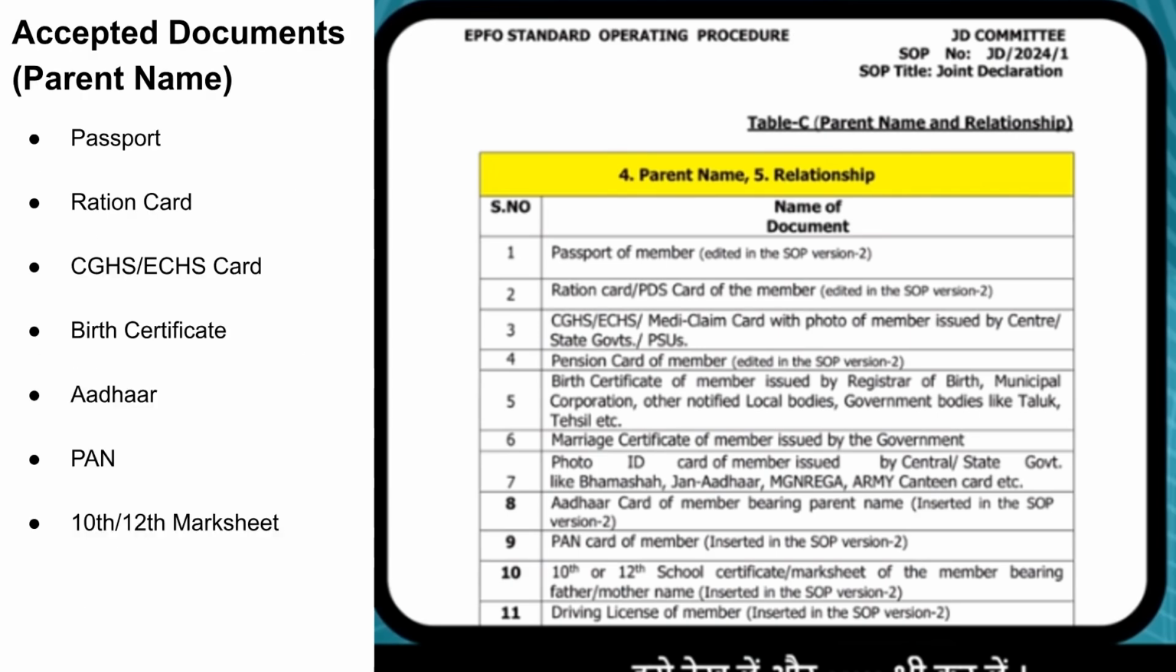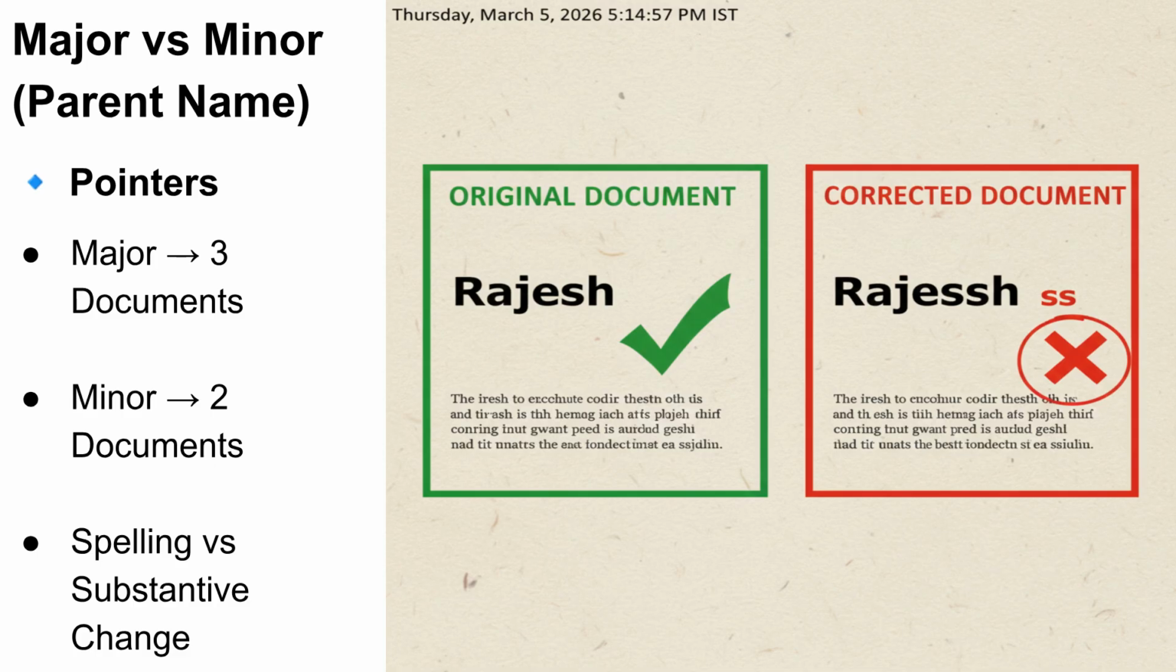The SOP permits documents such as passport, ration card, birth certificate, Aadhaar, PAN card, and educational mark sheets showing parent details for verification. A minor change typically covers spelling errors in the parent's name. However, a substantive alteration in parent identity is treated as a major change, requiring 3 documentary proofs.